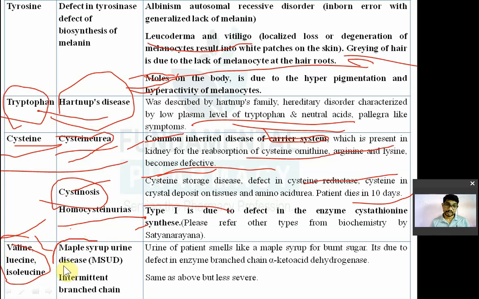It is due to defect in the enzyme known as branched chain alpha keto acid dehydrogenase. So remember the enzyme, the enzyme is important. Maple syrup urine disease is a metabolic disorder of your branched chain amino acid metabolism, and that is due to a defect in the branched chain alpha keto acid dehydrogenase. A question has already come on this.